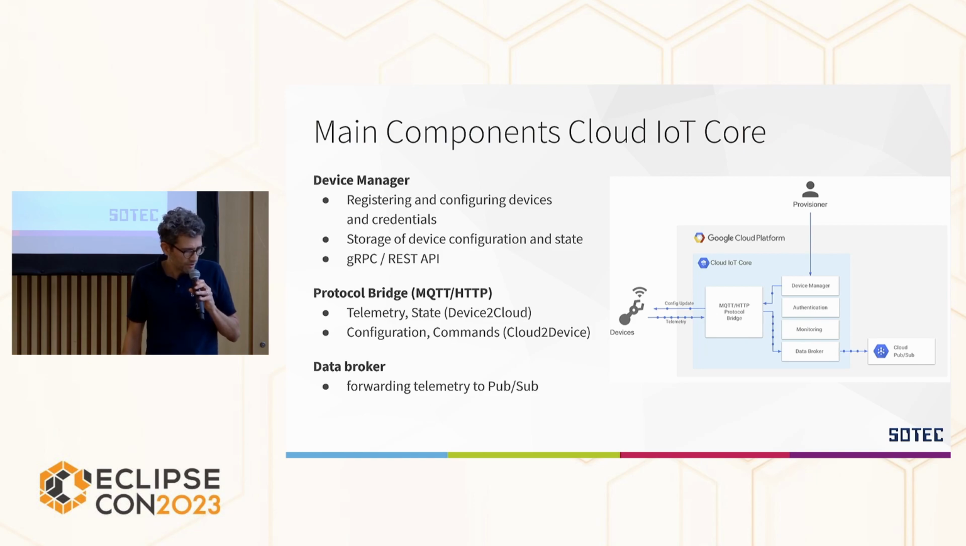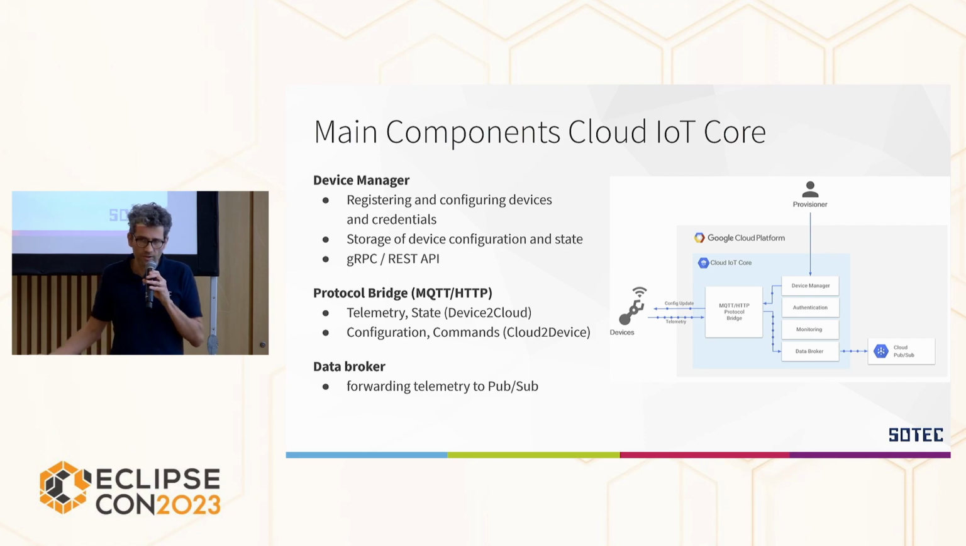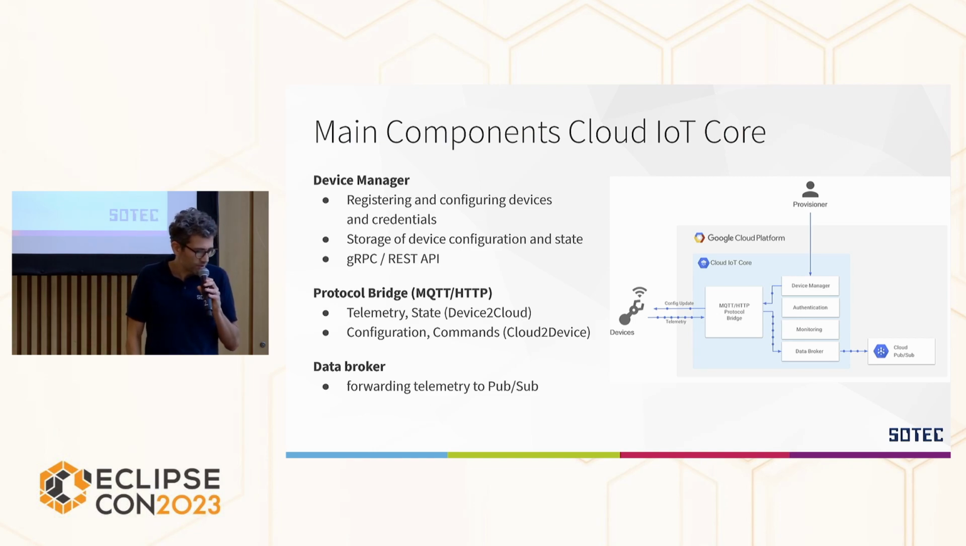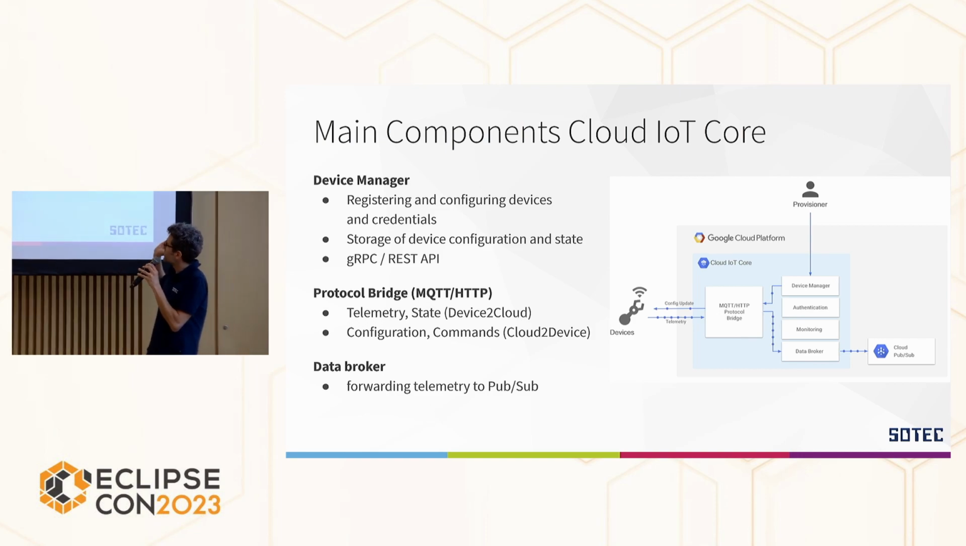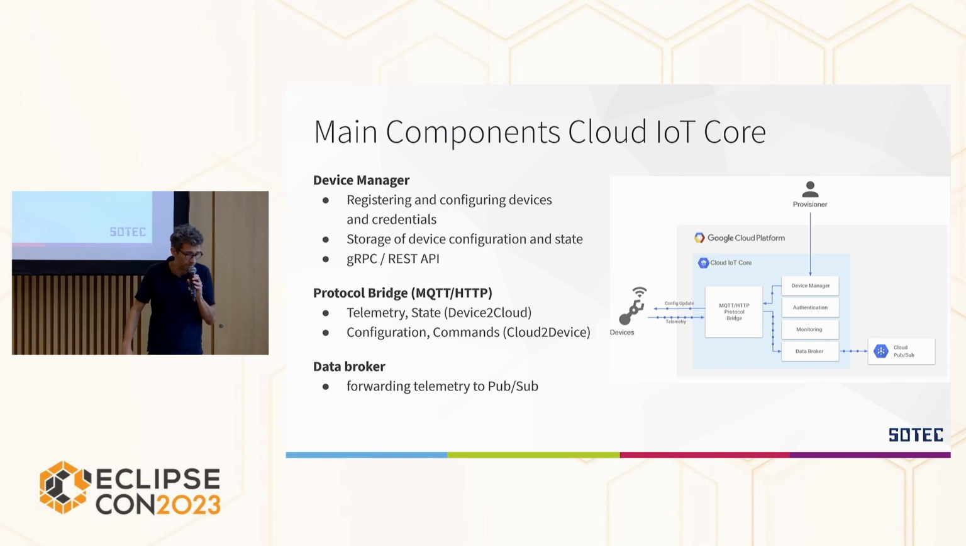Then a protocol bridge with two different adapters, MQTT and HTTP, and you could send device-to-cloud data, telemetry, and state. And there was another direction, cloud to device, where you could send fire-and-forget commands, and also configuration data. Configuration data was sent as soon as the device was connected to the system. And then at the heart of the system, there was a data broker that was forwarding these messages to Google Cloud PubSub.